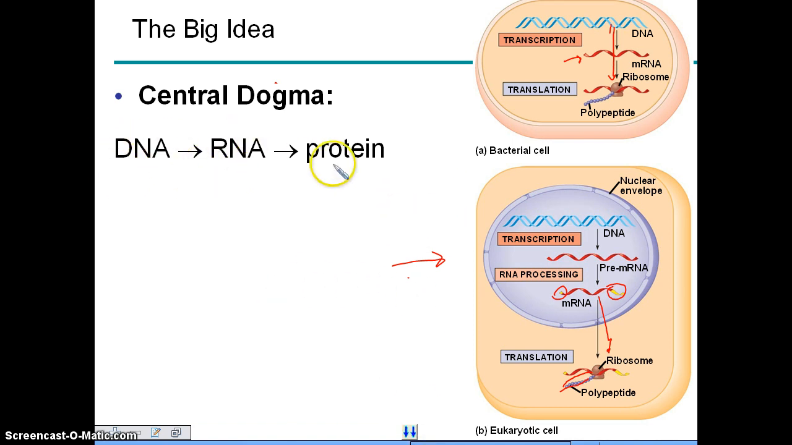Now, just to quickly hit the central dogma here, transcription is the process of converting DNA to RNA, again, in the nucleus of eukaryotes. And then translation takes that information from either the unedited messenger RNA or the edited messenger RNA and uses that to assemble amino acids into a protein.